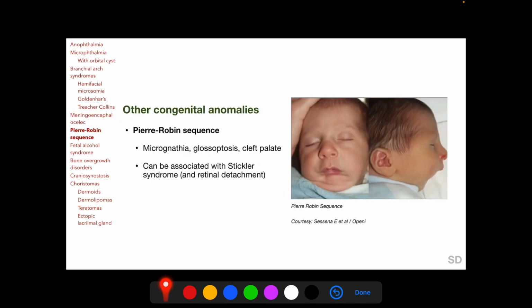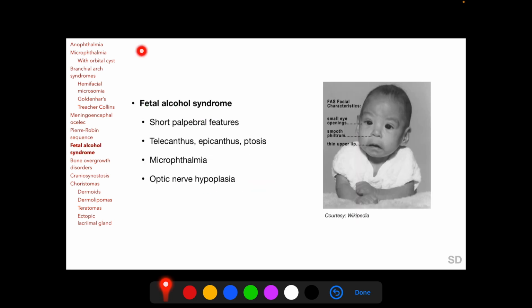In Pierre Robin sequence, we get micrognathia, glossoptosis and cleft palate. And Pierre Robin sequence has ophthalmological implications because it can be associated with Stickler syndrome, in which patients have high myopia with retinal detachment. In fetal alcohol syndrome, patients have short palpebral aperture with telecanthus, epicanthus and ptosis. Microphthalmia can also be present along with optic nerve hypoplasia.